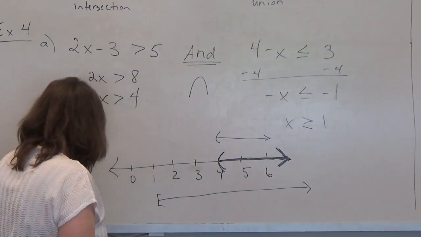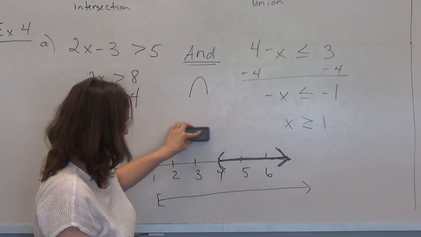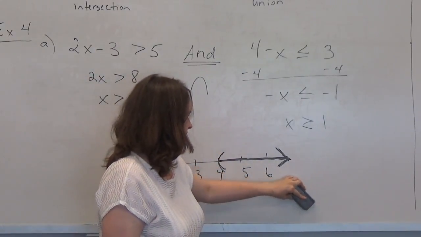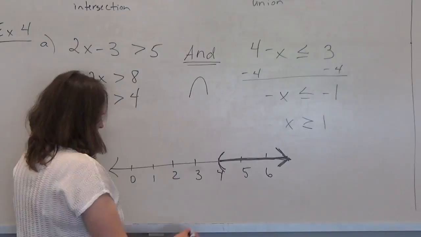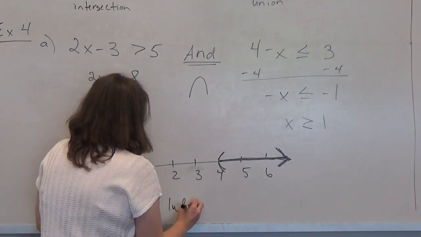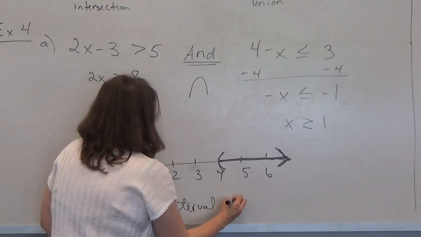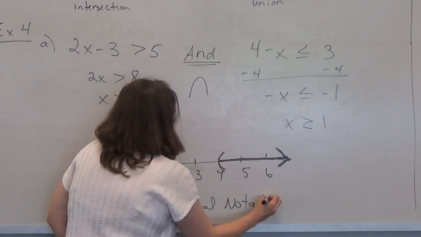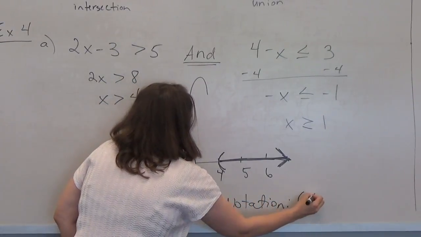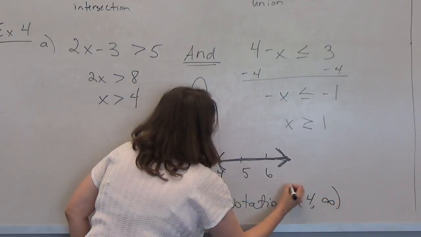on the number line itself. I'm going to erase these little pieces that help me arrive at my answer. I have to give my answer in interval notation. So it would be, interval notation will be parentheses 4, comma, infinity, parentheses.